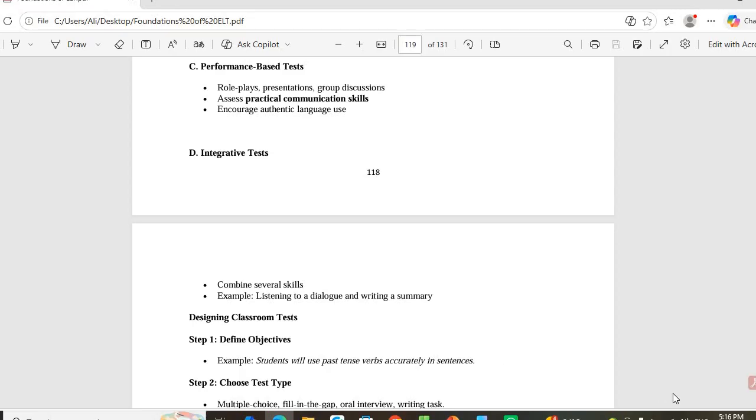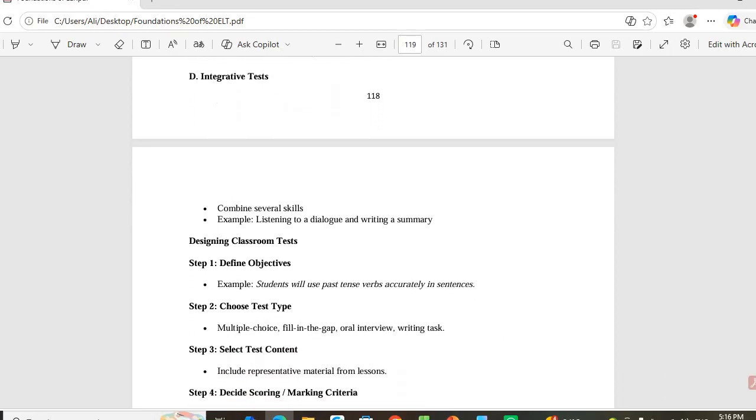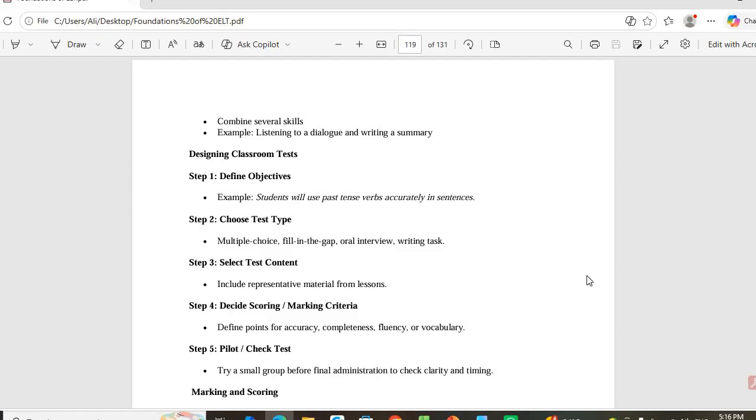Designing a classroom test. Step one, define the objective: for example, students will review past simple accurately in sentences. Step two, choose test type: multiple choice, fill in the gap, oral interview, or writing task. Step three, select test content, including presented material from lessons. Step four, decide scoring and marking criteria: define points for accuracy, completeness, fluency, or vocabulary. Step five, pilot or check the test: try it with a small group before final administration to check clarity and timing.